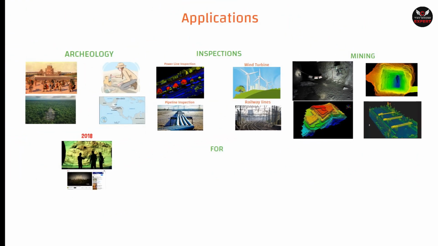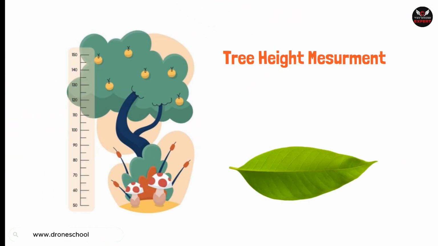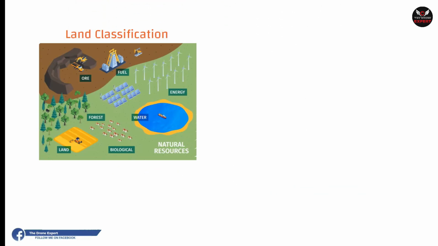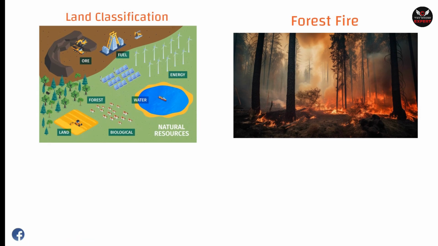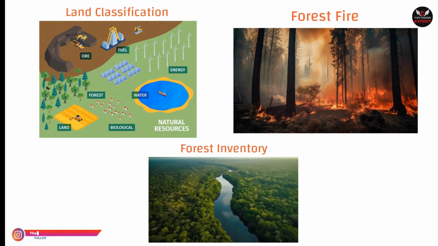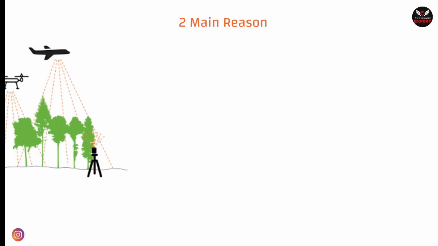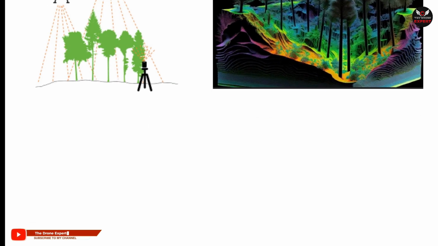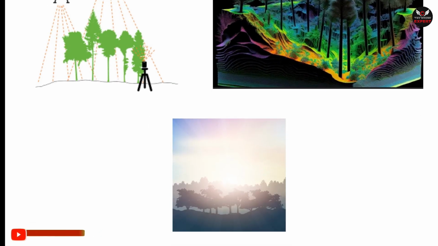In forestry, LiDAR is employed to measure everything from tree height to leaf size. The data generated helps in land classification, forest fire management, and inventory management. LiDAR's ability to penetrate through tree canopies and accurately capture ground data makes it an invaluable tool in forestry. There are many more applications of LiDAR mapping that we will explore in the upcoming videos.